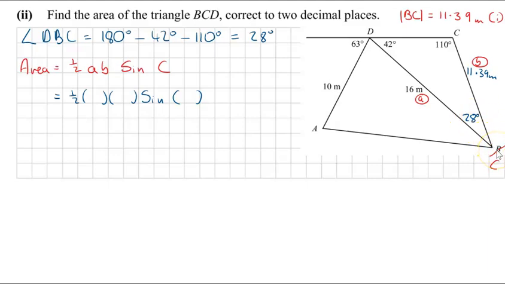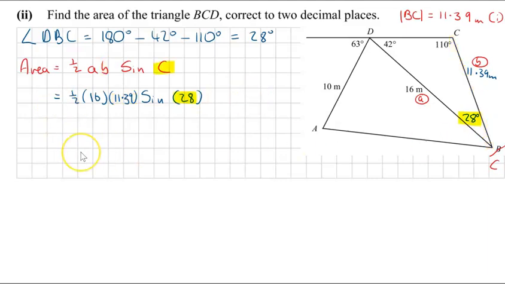So we replace the capital B with capital C. So the 28 degrees is going to be subbed into our formula in place of that capital C. So subbing into the formula, the lowercase a is 16. The lowercase b is 11.39. And the capital C is angle C, which is 28 degrees.